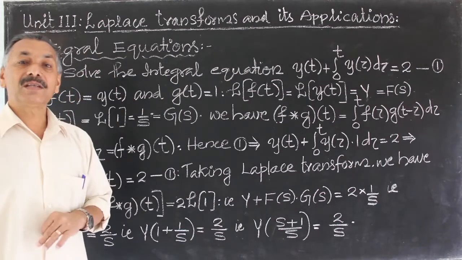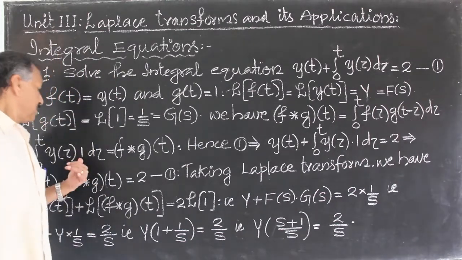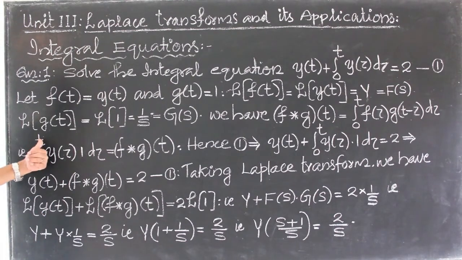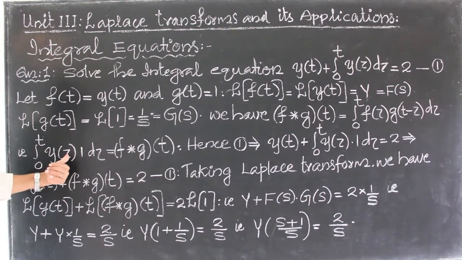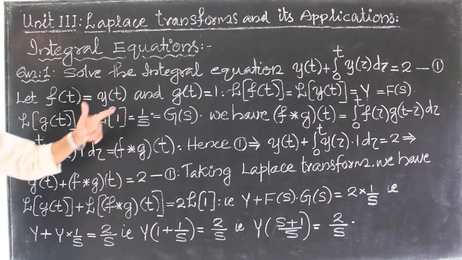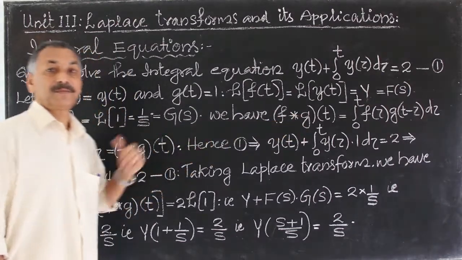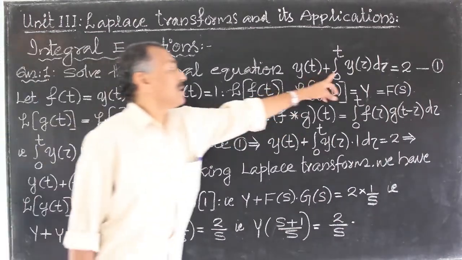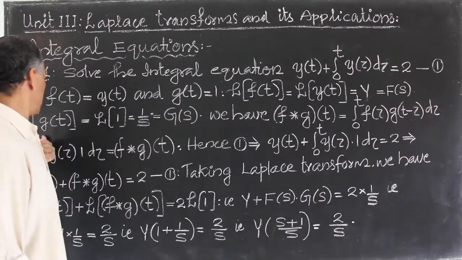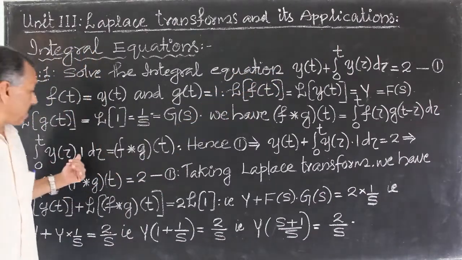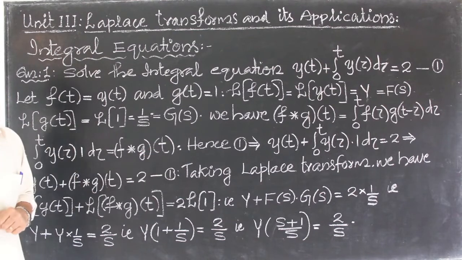For any value, the function gives the value 1, that is into 1 dz. That is integral 0 to t y of tau into g of t minus tau, which is 1, into d tau. Or f of z into g of t minus z dz. Then what is this one? This is equal to f after g of t. Hence, the term integral 0 to t y of tau into 1 d tau is equal to f after g of t.